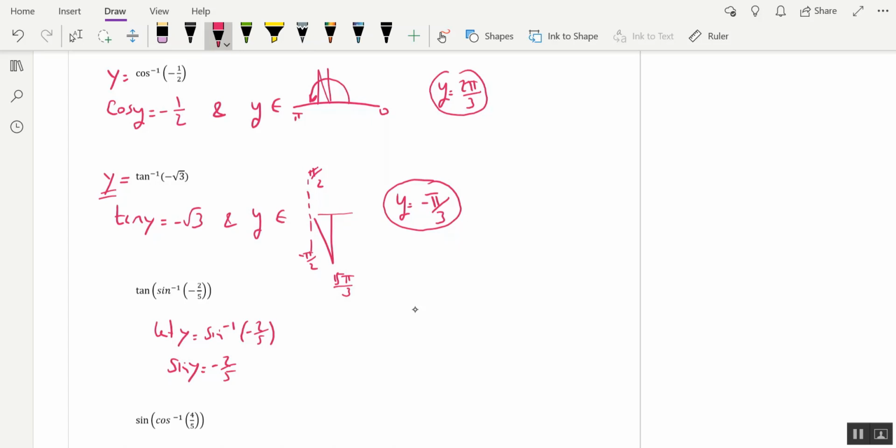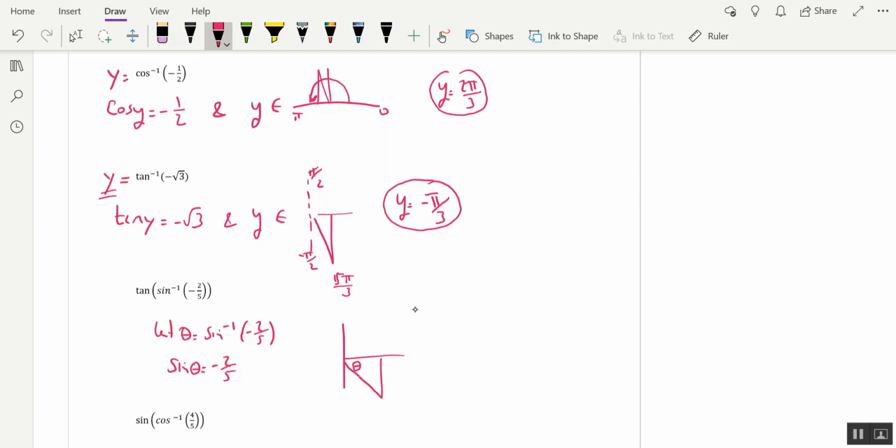I really shouldn't use y because I'm going to think of y as the length of one of the sides. So I'm going to switch that to a theta. Let's let theta, sorry about that, be sine inverse of negative 2/5. So sine of theta is negative 2/5. So I need to draw a picture, and I need to put the angle in the correct quadrant. If theta is sine inverse of negative 2/5, theta has to be down here in quadrant 4. So I'm just going to draw a generic triangle. There's my theta.